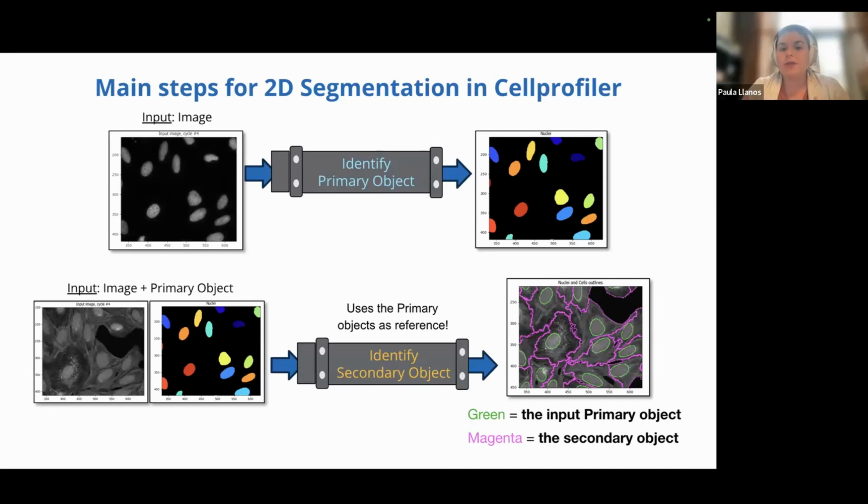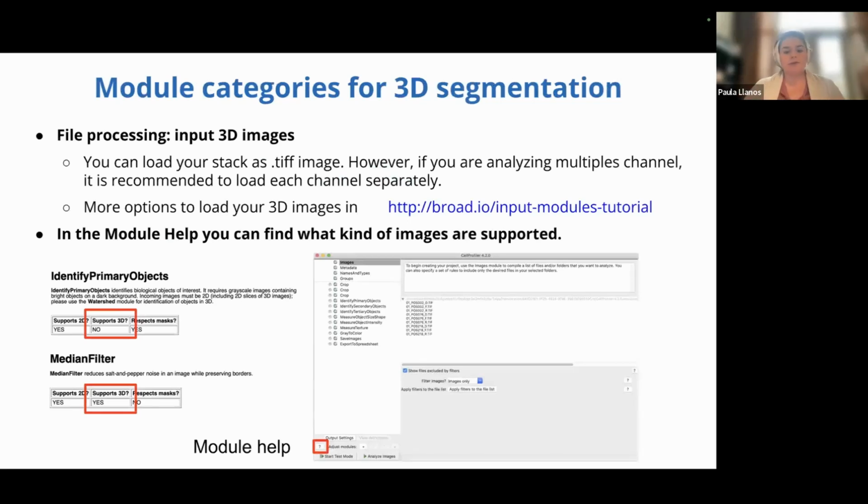However, if you want to do something similar in 3D, those modules cannot be used for a 3D image, so we need to make some modifications in the pipeline. That is what we are working on today. To work with a 3D image in CellProfiler, in the tutorials there is more information about how to input your 3D image. But in general, maybe the easier way to analyze your image is using the TIFF extension and loading each channel separately.